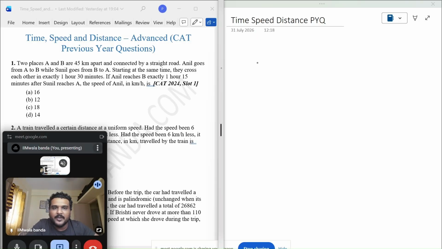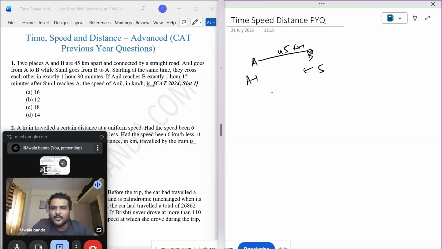There are two places A and B which are 45 kilometers apart, and Anil goes from A to B, Sunil goes from B to A. So there's this guy A and there's this guy S, and they're coming towards each other. They cross each other in exactly 1.5 hours, 1 hour 30 minutes, and A reaches B exactly 1 hour 15 minutes, 1.25 hours after S reaches A.